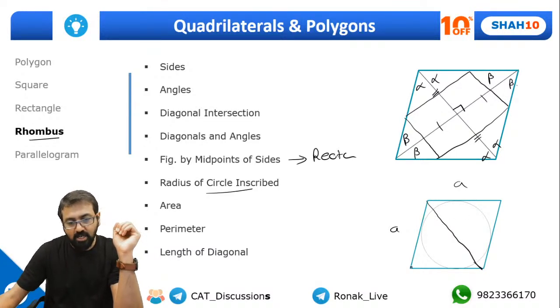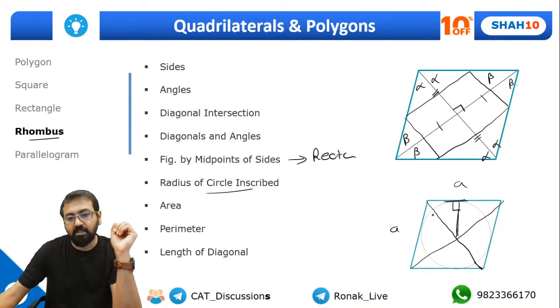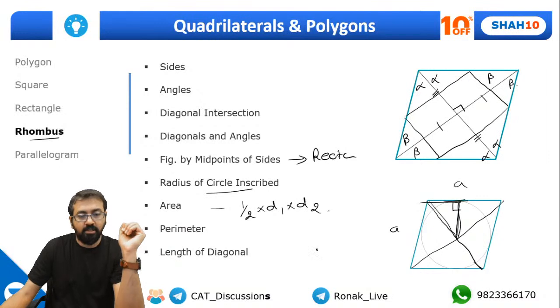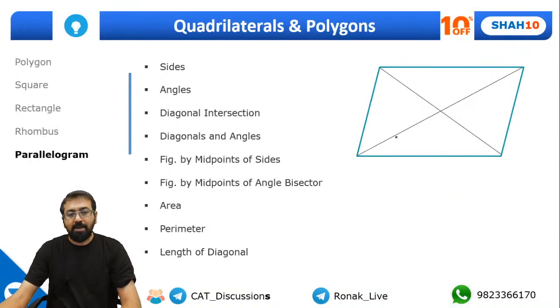Okay, and how can you do it, guys? You will have to drop a perpendicular over here, because this will be a tangent and this is the radius, so this has to be perpendicular. So you can use Pythagoras to derive the radius. Area, you know, is 1/2 product of diagonals, right? And so on and so forth.